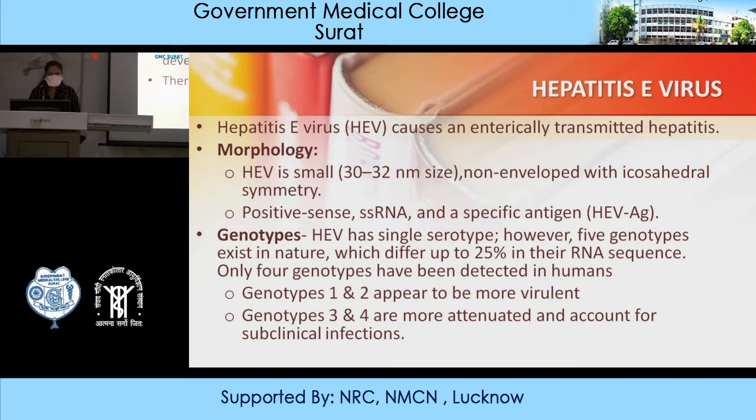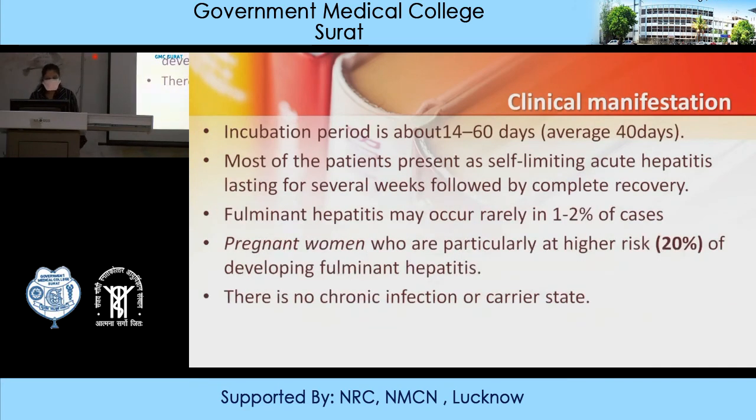Coming to the clinical manifestations, incubation period is about 14 to 60 days, average is 40 days. Most patients present as self-limiting acute hepatitis lasting for several weeks followed by a complete recovery. Fulminant hepatitis may occur rarely in 1 to 2% of cases. Pregnant women are particularly at high risk of developing fulminant hepatitis. There is no chronic infection or carrier state.